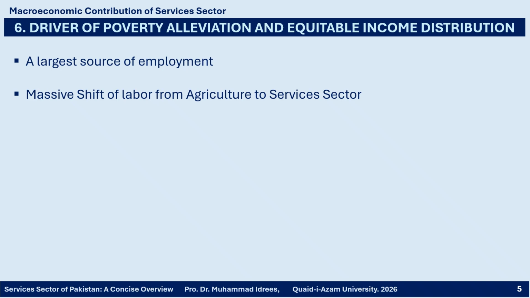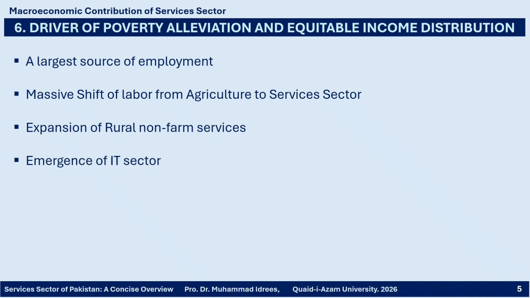Massive shift of labor from agriculture to services sector. There is a massive shift of labor from agriculture to the services sector due to a relatively better wage structure in the services sector. Expansion of rural non-farm services. The rural non-farm services have a vital role in poverty alleviation and equitable income distribution, as these services provide employment to a large number of people living in rural areas. Emergence of the IT sector also has a significant role. It has opened employment opportunities for a large number of skilled workers.